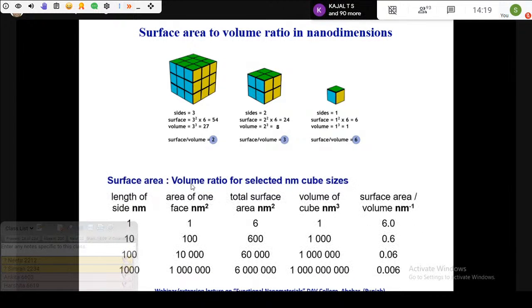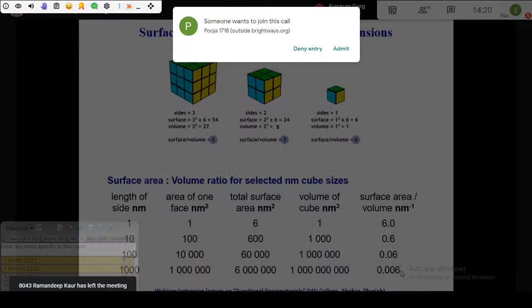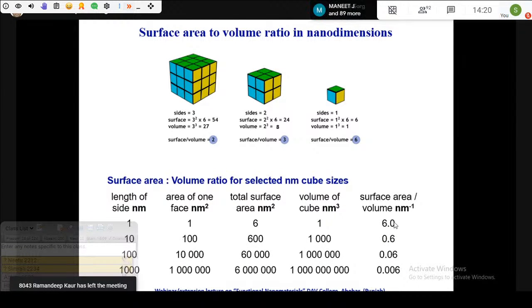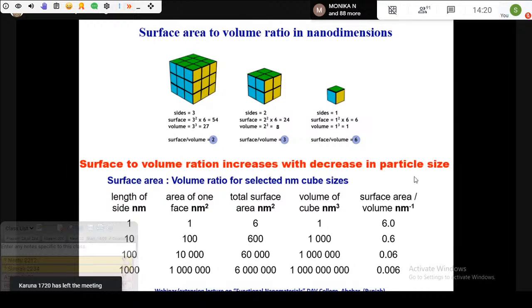For example, in nanometer, from 1000 nanometer to 1 nanometer, if this is the size, then the surface area to volume ratio increased 1000 times. So now you can understand the beauty of nano, that at this scale, the surface area is enhanced how many times? So what we can say is that surface to volume ratio increases with decrease in particle size.